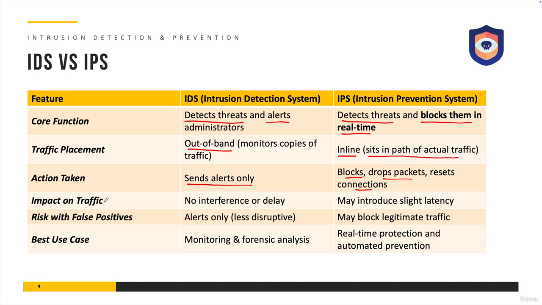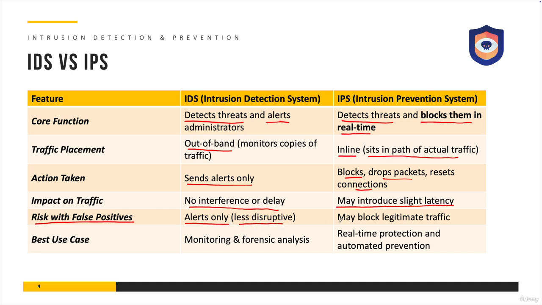So what's the impact on the actual traffic? With IDS, there is no interference or delay because it's just getting a copy of the traffic, so the actual packet can still go ahead. However, with IPS, since every packet has to be processed before it's forwarded, it may introduce slight latency. Now we come to an important difference, which is the risk of false positives. With IDS, it basically just generates an alert. Then a security specialist in a SOC team can investigate in more detail whether it's a false positive or an actual attack, and then take appropriate action. So it is less disruptive.